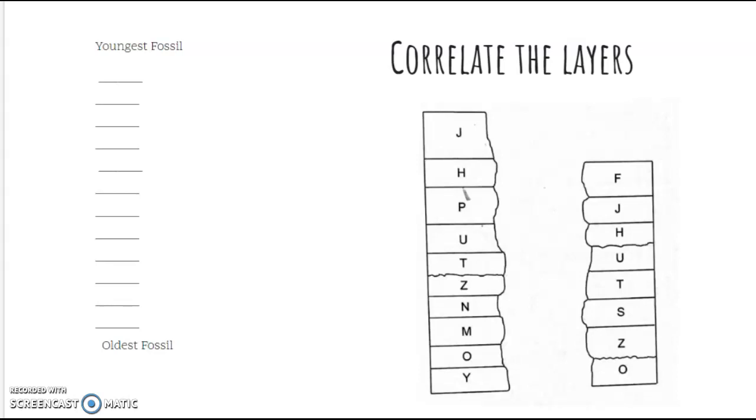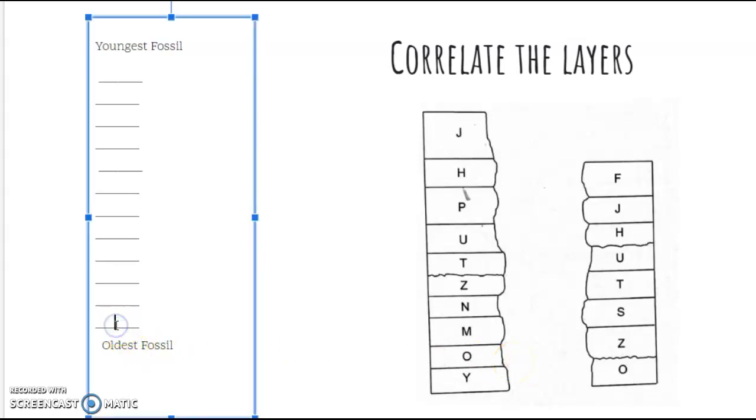We always start with the oldest, and the oldest rocks are always at the bottom. We know this from the law of superposition. So we're going to look at the bottom of each column. We have the letter Y down here, and we have the letter O down here. Now if I'm taking a look, I can see that there's actually a letter O above the Y, which means that the Y has to be the oldest. So my oldest fossil is going to be a Y.